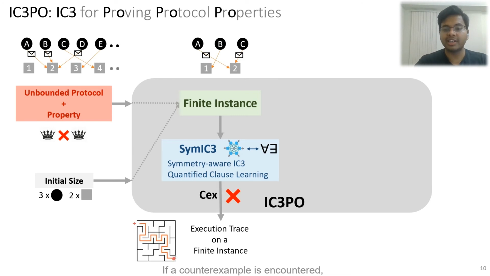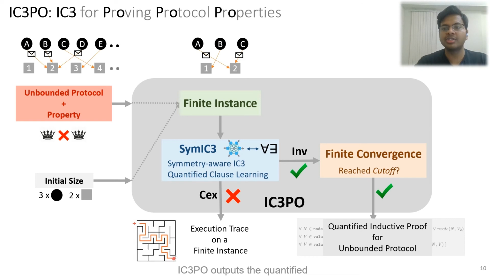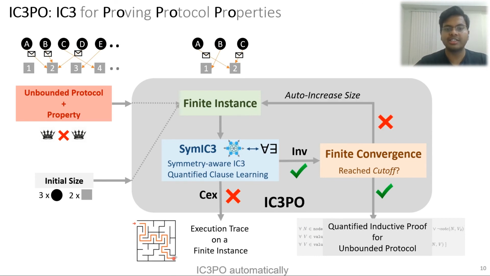If a counterexample is encountered, we get an execution trace showing how to reach the bug. Else IC3PO derives a quantified inductive invariant. The next step is to check, have we reached cutoff? Have the protocol behaviors converged? If yes, IC3PO outputs the quantified inductive invariant as an inductive proof for the unbounded protocol. Otherwise, IC3PO automatically goes to a higher size to include protocol behaviors missing in the current finite instance.